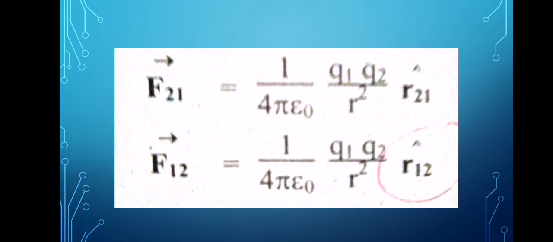For free space you can write F21 is equal to 1 over 4 pi epsilon naught Q1 Q2 over r square r21, where r21 is a unit vector that is directed in the direction of force F21, meaning it is directed from charge 1 to charge 2, and F12 is equal to 1 over 4 pi epsilon naught Q1 Q2 over r square into r12.